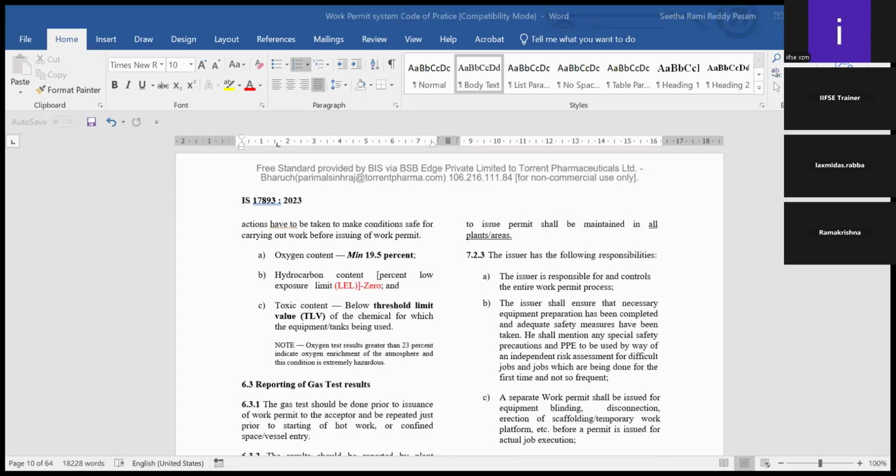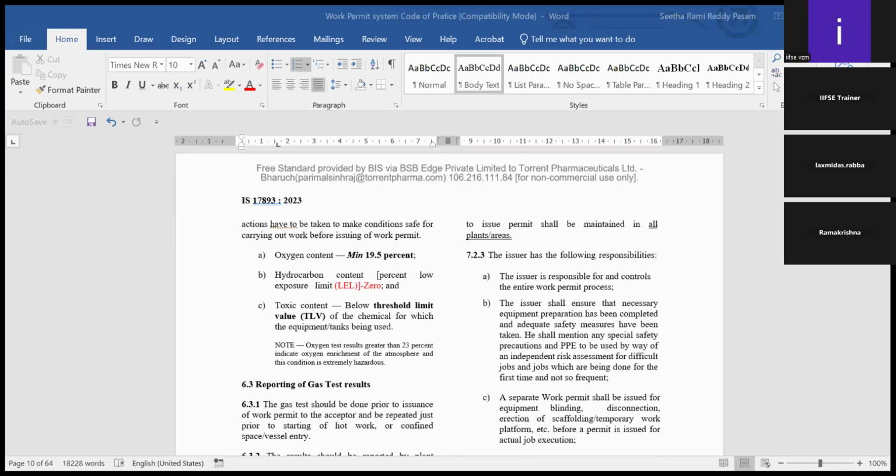For example, in a production area, when I take the chemical factory itself, when I enter the production area, there I do a vessel entry permit. For the vessel entry permit, I will do it from the top of the vessel. I need not enter inside the vessel. I'll do it from the top. In that case, I may not need any respirator.